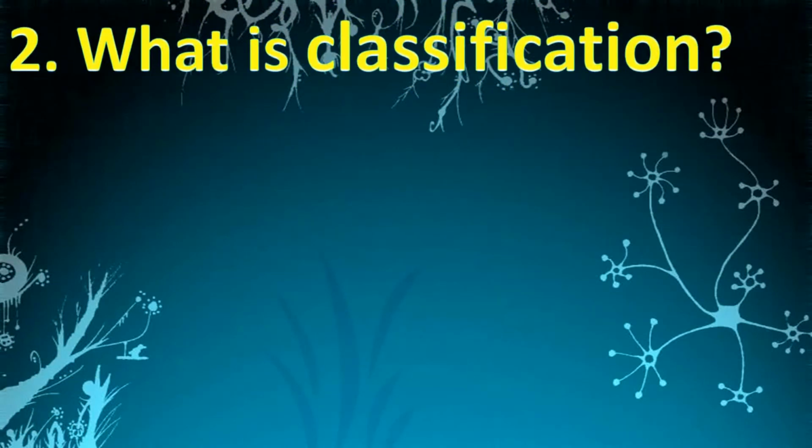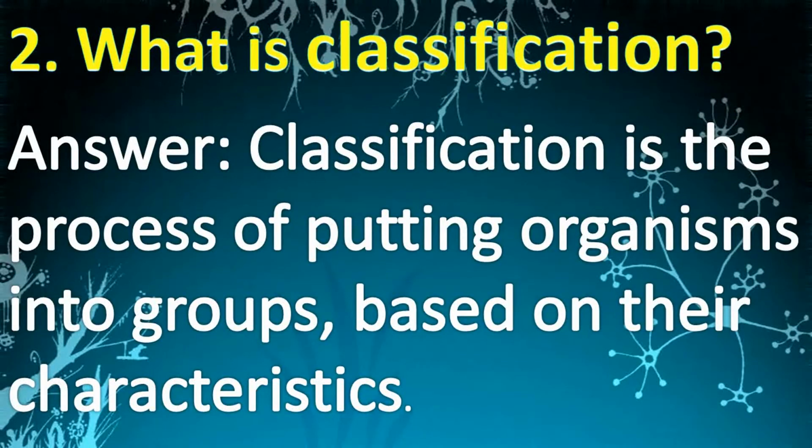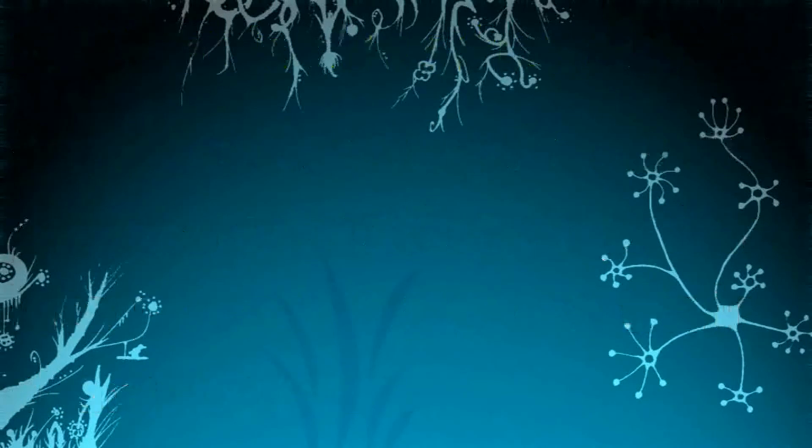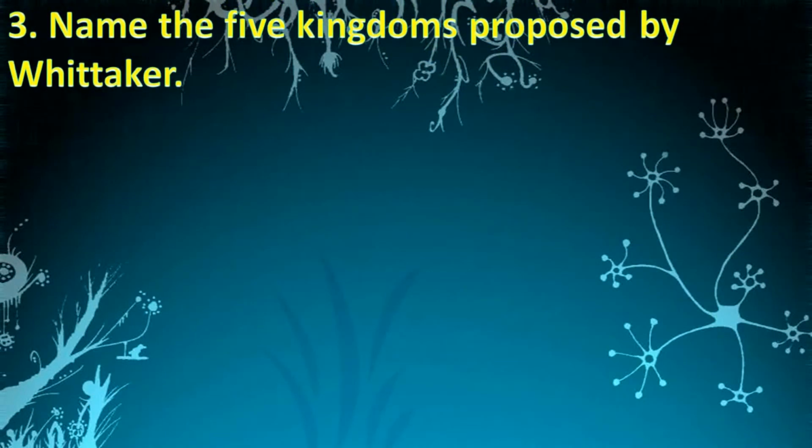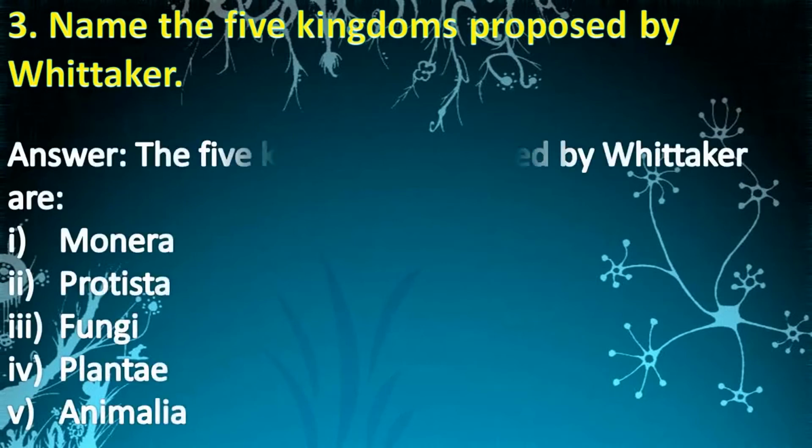What is classification? Classification is the process of putting organisms into groups based on their characteristics. Next question. Name the 5 kingdoms proposed by Whittaker. Answer: the 5 kingdoms proposed by Whittaker are Monera, Protista, Fungi, Plantae, Animalia. Next question.